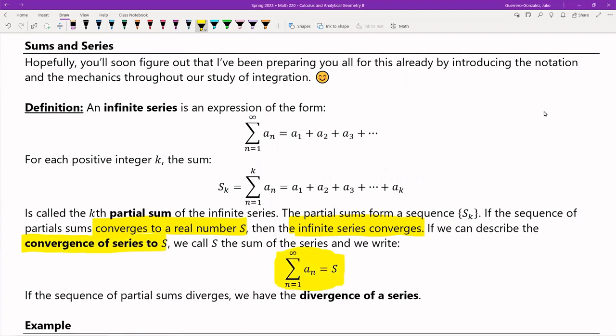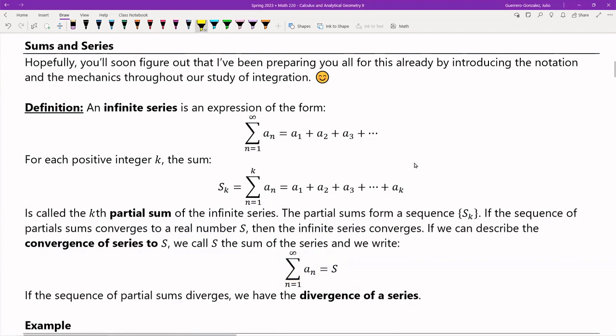A large portion of the next couple of weeks is going to be determining, if I give you a series, whether or not it converges. If the sequence of partial sums diverges, meaning it does not converge, then we say the series diverges. So if it converges to a particular value, we say the series converges. If it does not converge, it diverges. That's it. Essentially, our sequence of partial sums is either getting closer and closer to a number, or not. That is it.